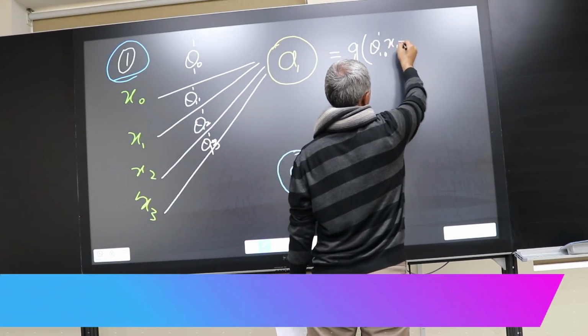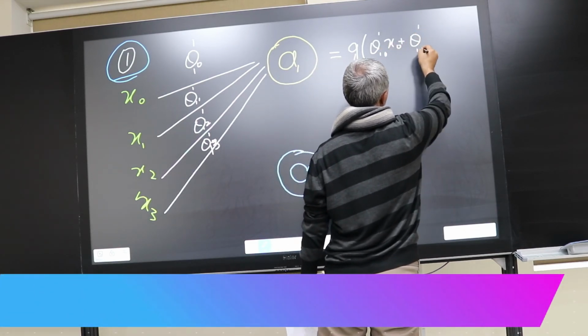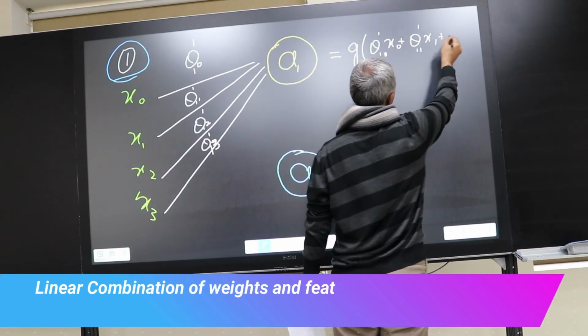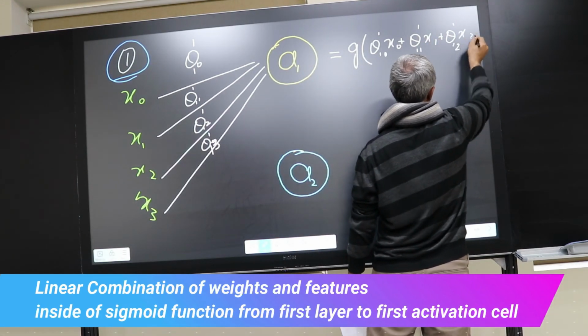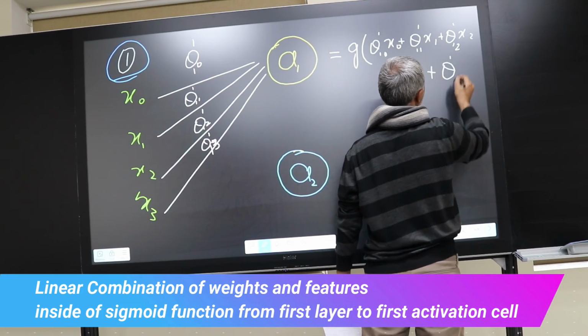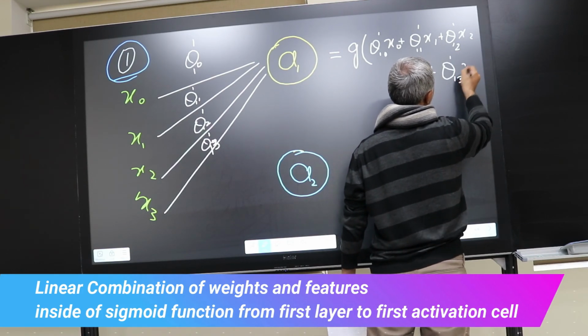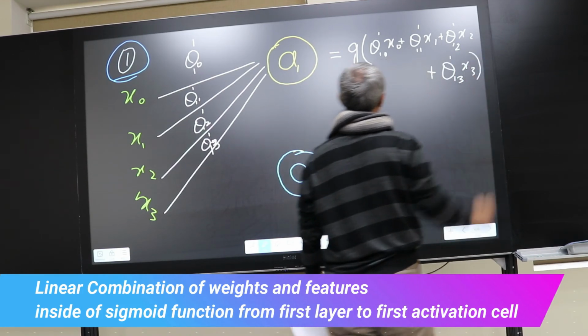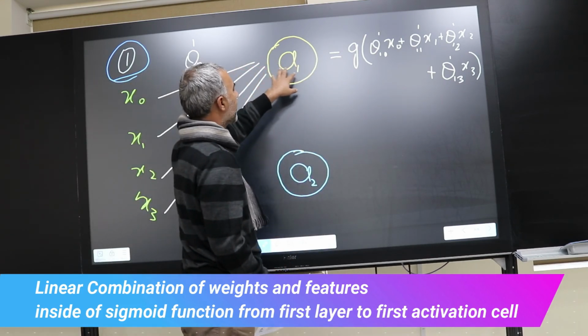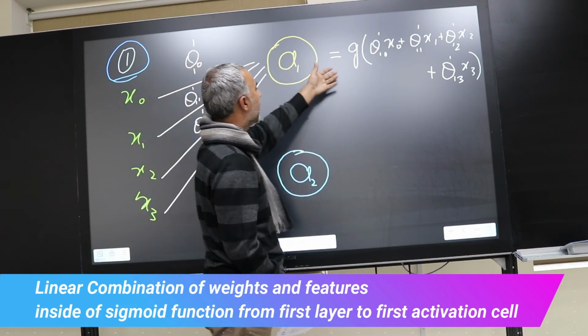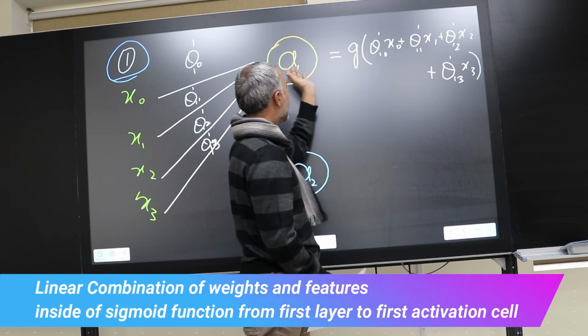x naught, 1, 2, 3. So this is the summation, and it gives us some kind of activation, of the sigmoid function.